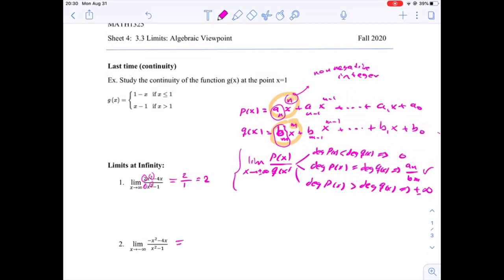Let's do the second problem. Second problem, we have the limit as x goes to negative infinity of negative x squared over x.